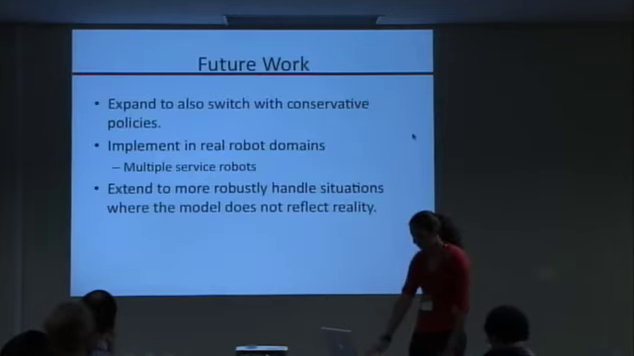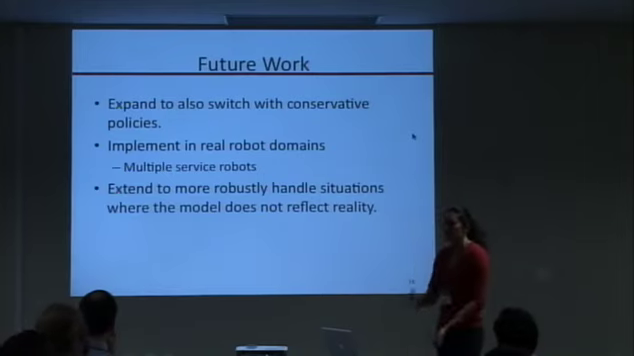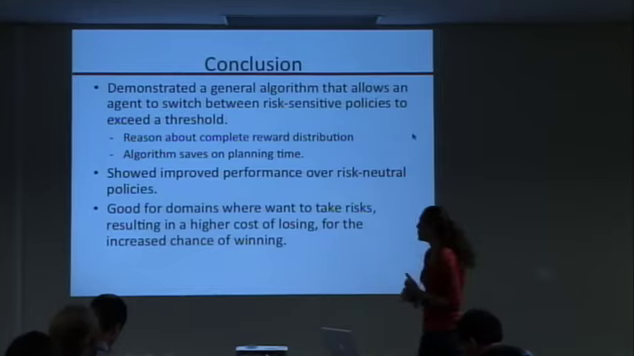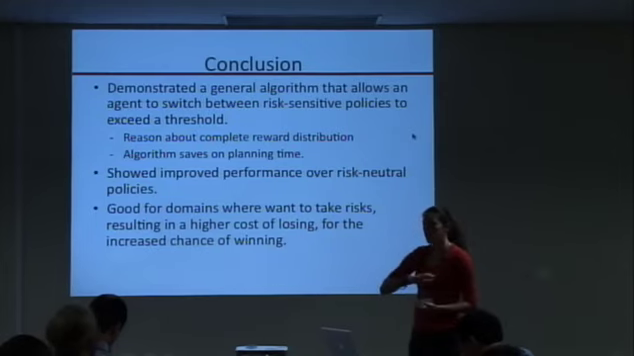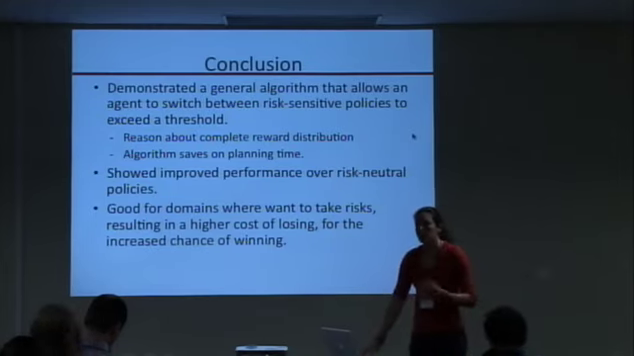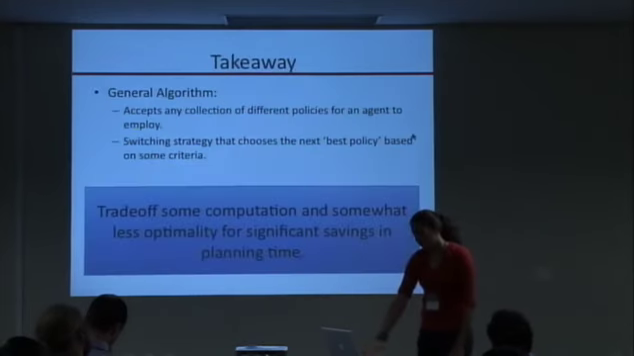some improvement. So for future work, we can expand this to integrating conservative policies, implementing it in more realistic scenarios, maybe with cheap robots, and then extending it to handle situations where you have a model and the world isn't completely accurate, which is what we were seeing in that Infinite Mario Simulator domain. So in conclusion, we've demonstrated an algorithm that's able to reason and switch to exceed these thresholds, and it's doing so by reasoning about the complete distribution of reward and saving on planning time. It's showing improved performance over risk neutral, and it's good for these domains where you're willing to take a risk, but you have the cost of maybe losing.